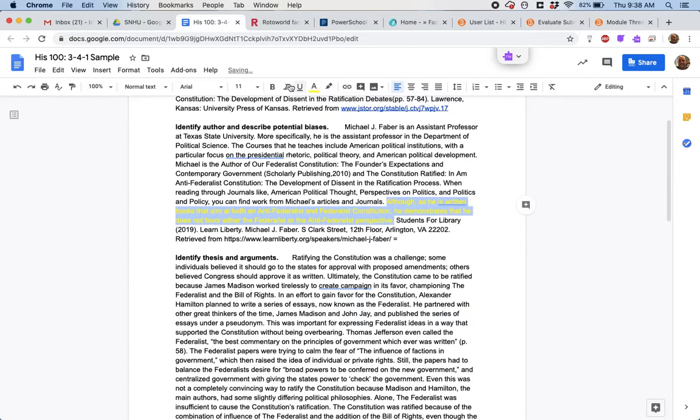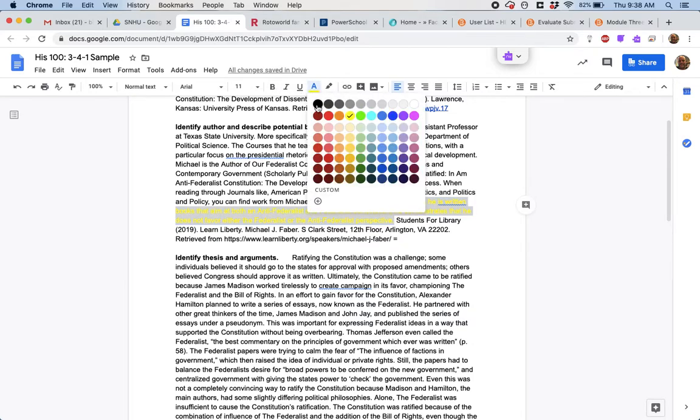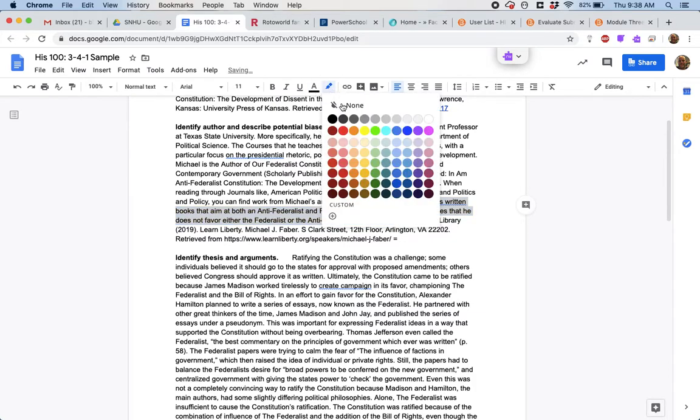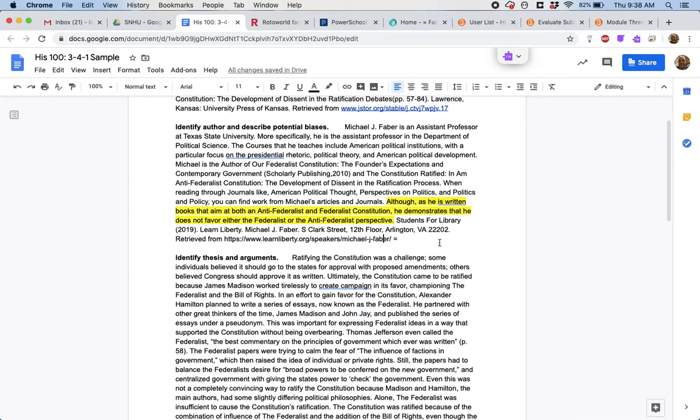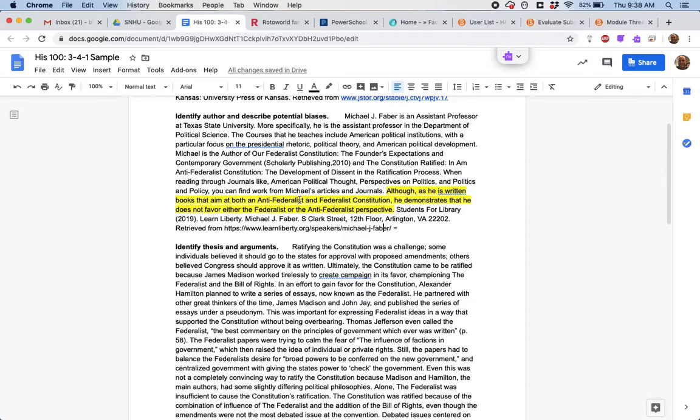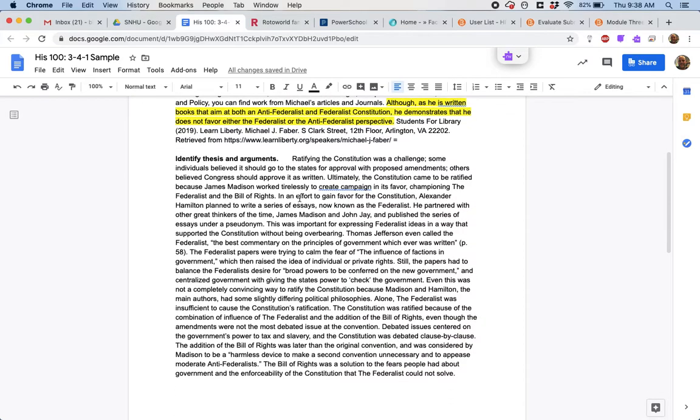Oh, that was a mistake. Let's go back to this. I meant to highlight. There you go. It says, although it should be has, written books that aim at both anti-federalist and federalist constitution, he demonstrates that he does not favor either perspective. That's important. This person is saying that Michael Faber does not show an obvious bias. Great. We understand that.